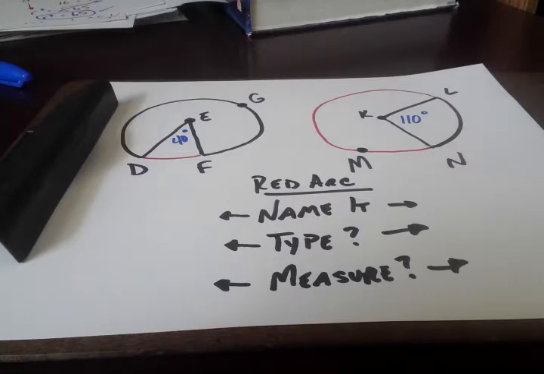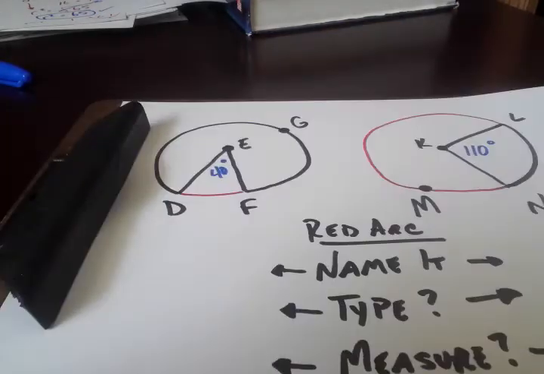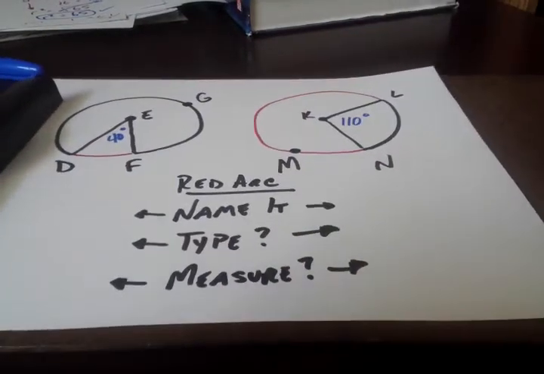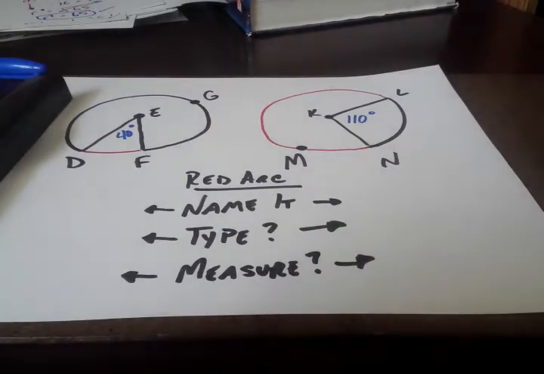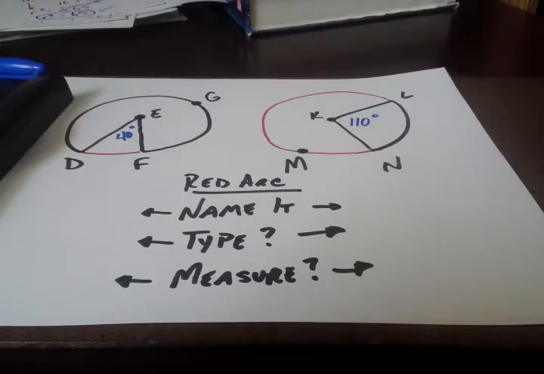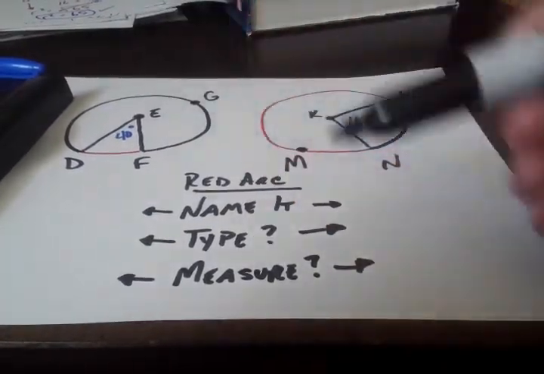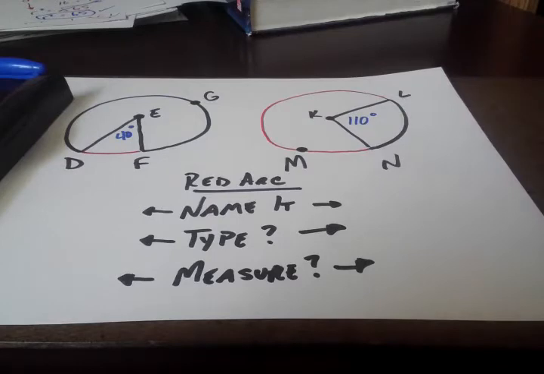Okay, so hopefully you're back, and we're going to look at example 1 down at the bottom of 601 together, which you can see are these two circles here for A and B. And then there's 3 things that the instructions ask us to do. It says name the red arc, identify the type of arc, and then find its measure. So we're going to answer these 3 questions for this circle.